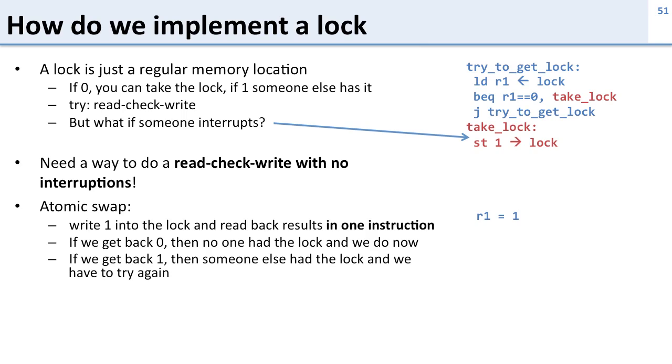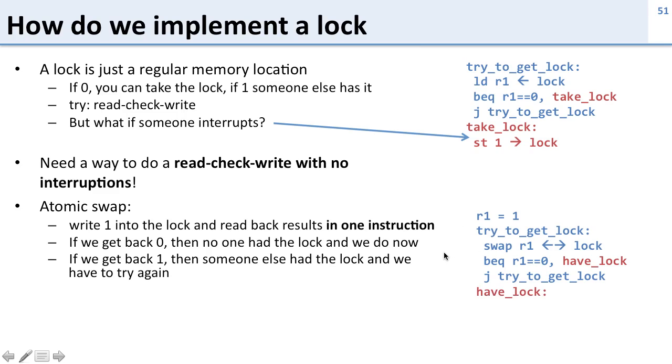So the code for doing the atomic swap is: we have a 1 in register 1, and to try to get the lock, we swap our 1 with the lock. This is going to put 1 into the lock and put whatever value was in the lock into register 1, and it's not going to allow anything to interrupt that read and write. Then we check and see what the results were. If we got back a 0, that means there was a 0 in the lock before and we have the lock. Otherwise, we keep trying again.